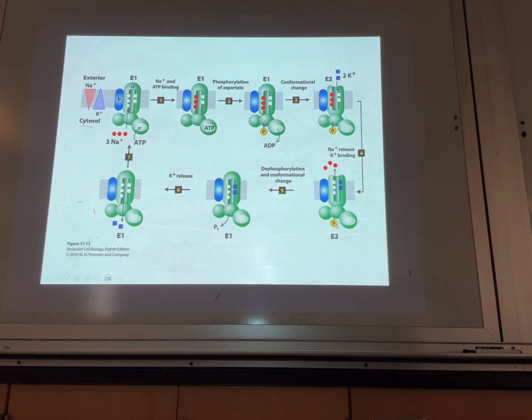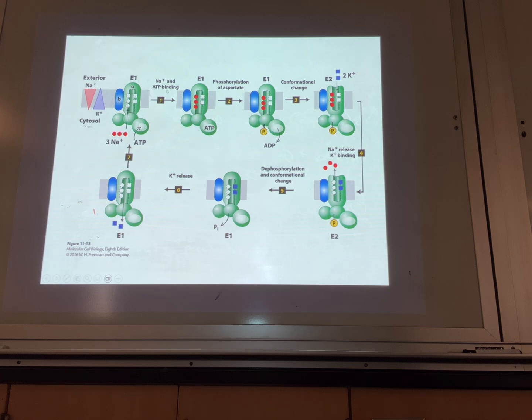Then we dephosphorylate, and so the phosphate is removed through enzyme activity, and that causes us to shift back to E1. We're now facing the cytosol again, and those potassiums are released. Once that happens, we reset back to where we started.